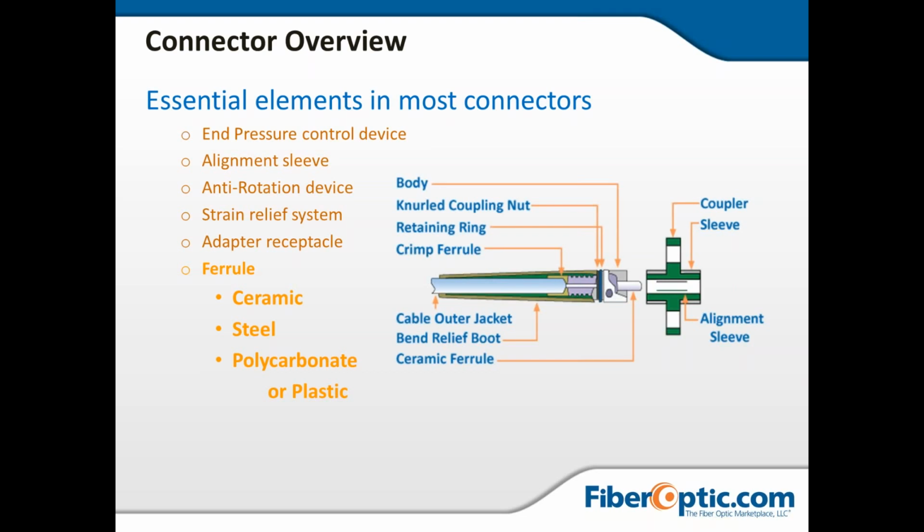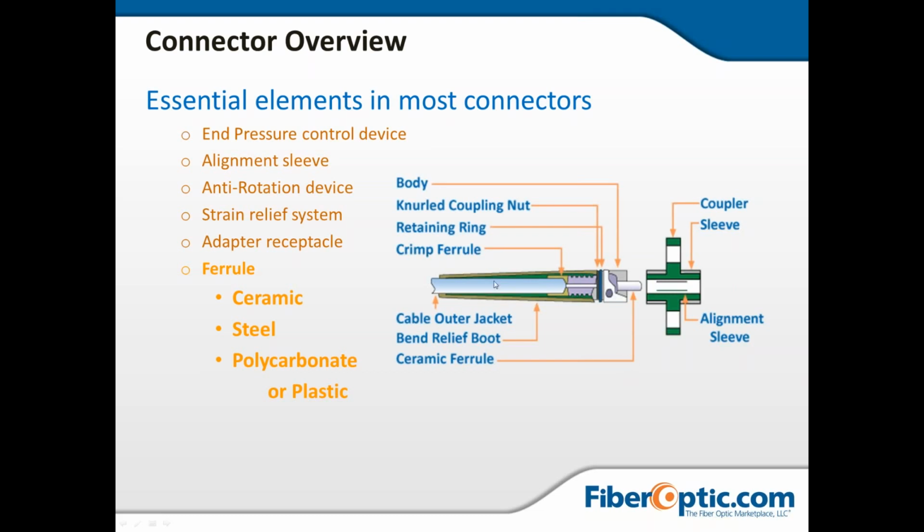The end pressure control device on the connector is obviously to control the pressure to not damage the fiber. The alignment sleeve simply is right here, as you can see. This allows the fiber to match up or pair up completely. And when I say completely, there's a perfect match, and they're mated so that you can have the transition of light, information, and technology. So the alignment sleeve is very important with the connector.